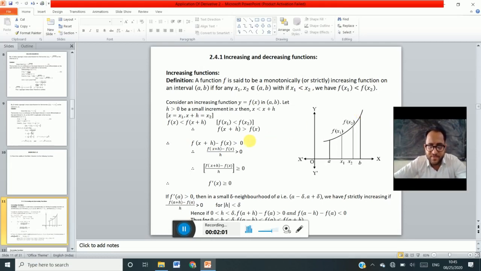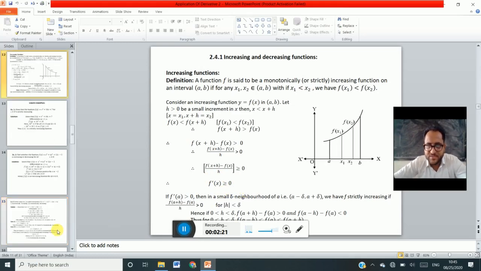And in examples, if we have to find whether a function is increasing, we have to find the derivative of that function, say f dash x, and if that is greater than or equal to 0, then we say that that function is increasing. This is the only condition we have to check for examples.